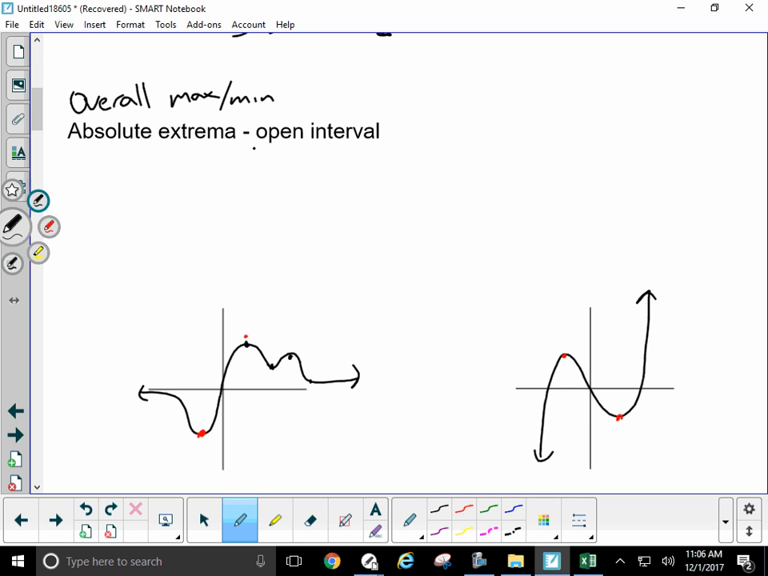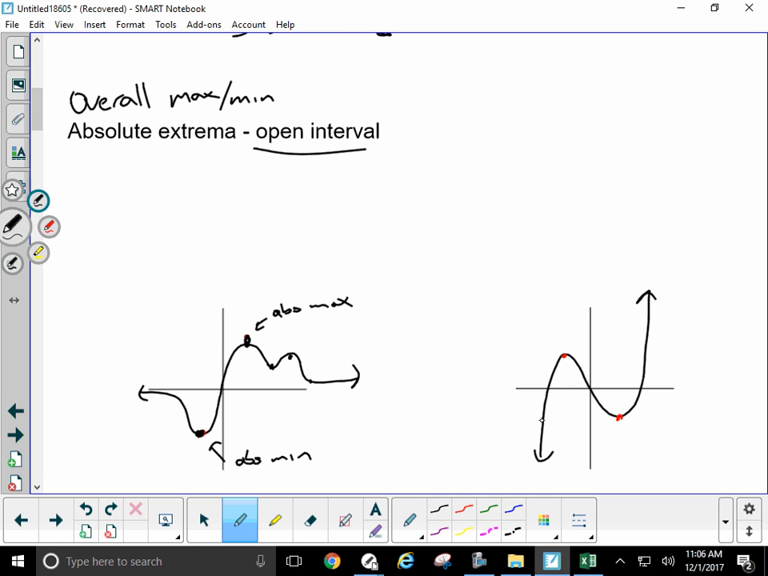And let's look at an open interval. So let's look at like the entire function. Well, this function we can see the overall min value is right here. That'd be the absolute min. The overall max. This function has an overall max, so absolute max.